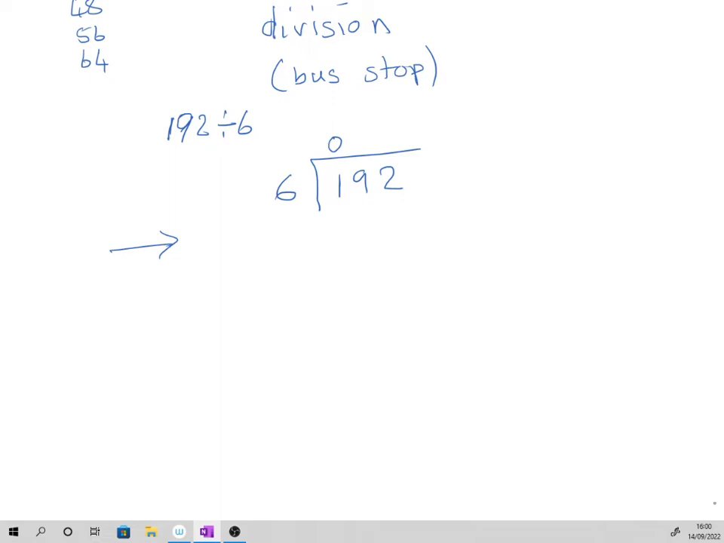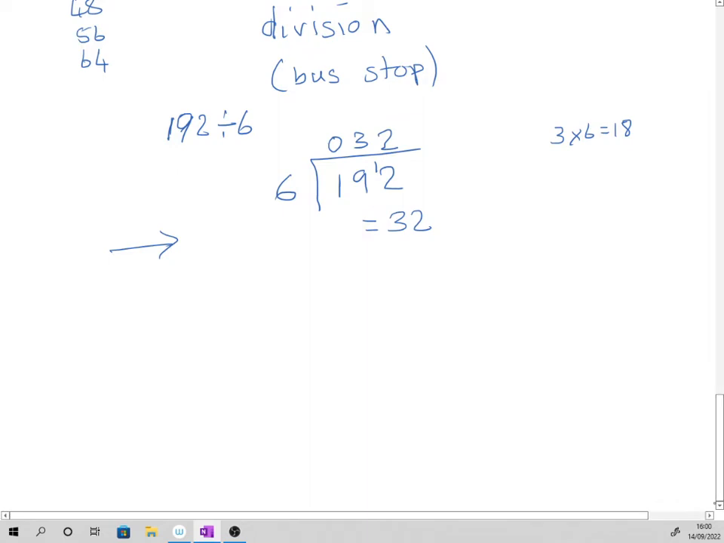Because it didn't go into the 1, we still have to take note of that 1, and now we go 6 into 19. 6 into 19 goes 3 times, because 3 sixes are 18, and so we've got 1 left over from the 19. So we put that 1 on there, and now we go 6 into 12 is 2. So your answer equals 32. You can drop the 0. That was just to keep us on the steady path.